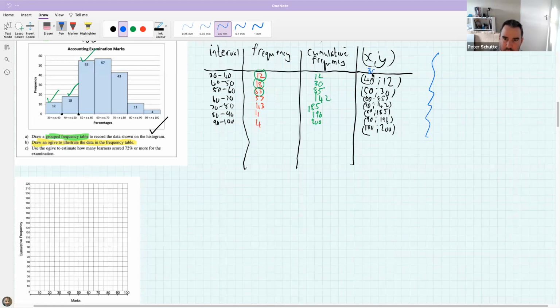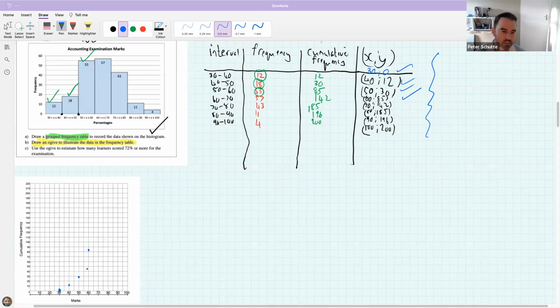So I'm going to put this in, I'm going to go 30, 0. So 30, 0 is here. And then I get 40, 12, which would be about there. And this first one is just going to be in line with 0. And then my next one would be 50, 30. So 50, 30 gives me there. Let me tick them off as I go. 60, 85. So 60, 85.